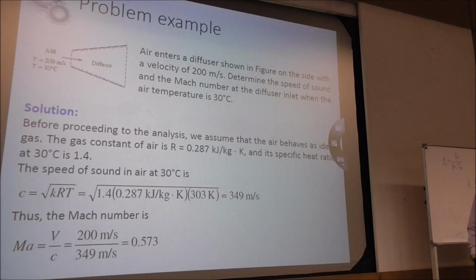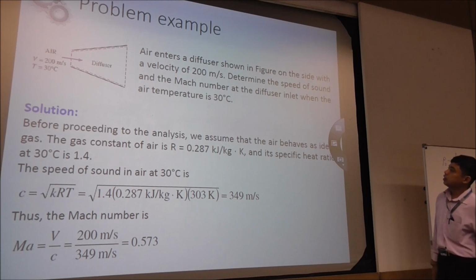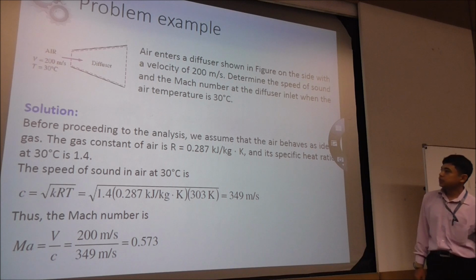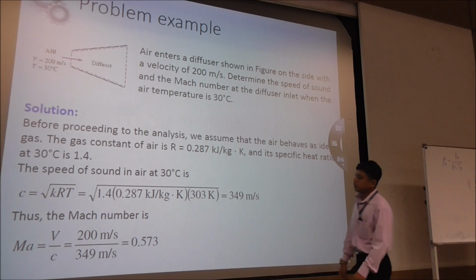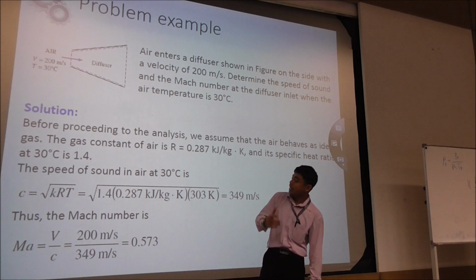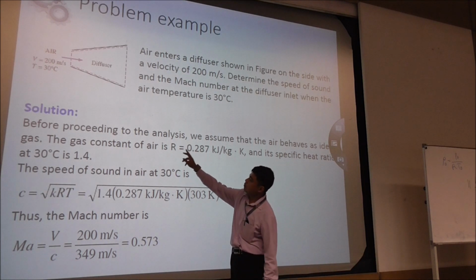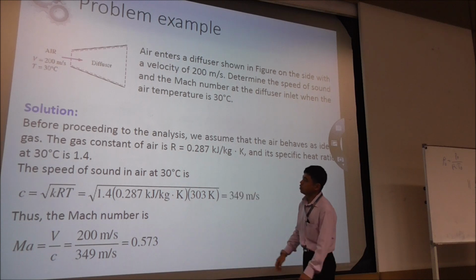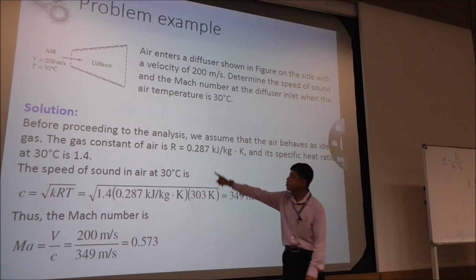So, you have one problem example: air enters a diffuser. The temperature is 30 degrees C. If you look at the table, or the book, you will get R is 0.287. Now, the important thing, you see this?